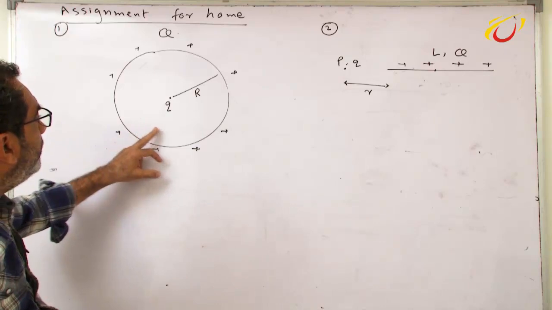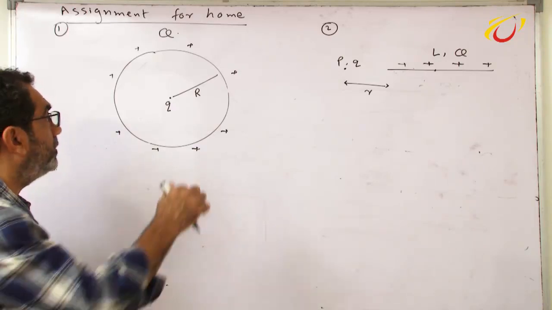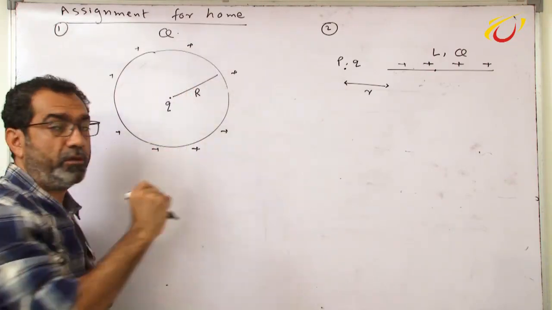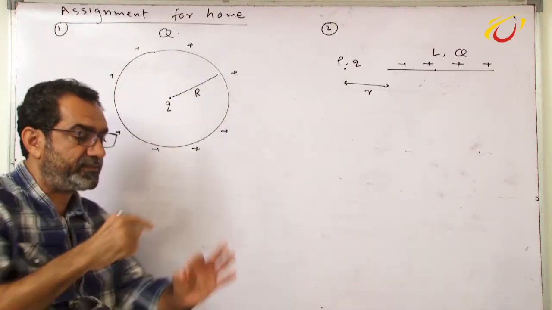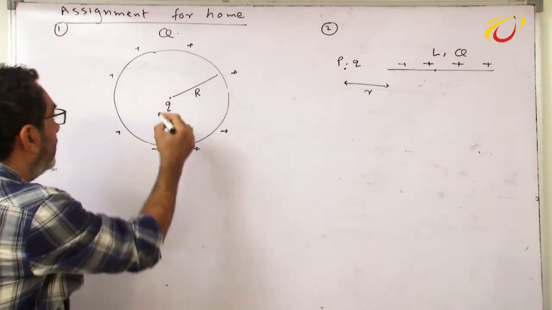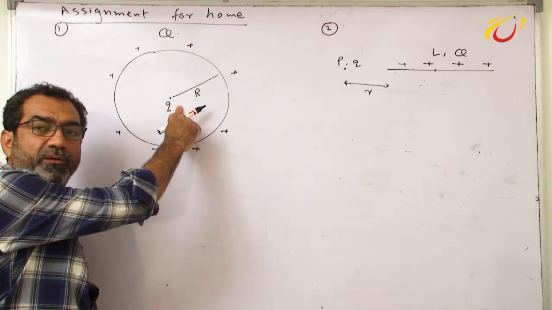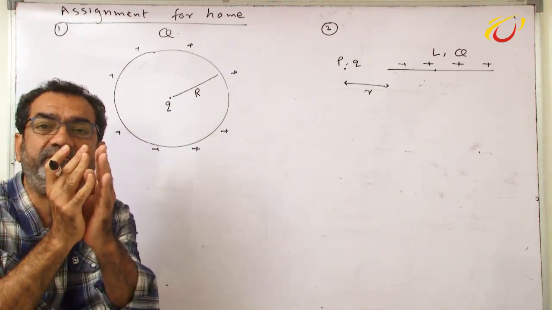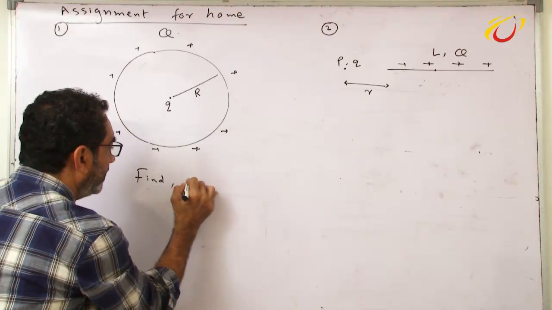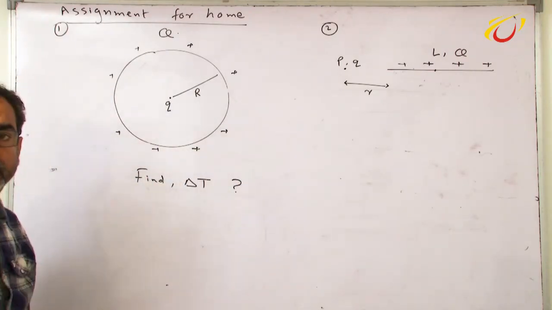Now friends, I am giving you two small assignments for home. What is the assignment? Have a look. Suppose this is a ring on which charge capital Q is uniformly distributed. For example, I have distributed positively charged Q uniformly here. Radius is capital R, and I put another charge small q at the center. The tension in the string will increase. You have to find the increase in tension, delta T. You have to calculate. This is the first assignment.